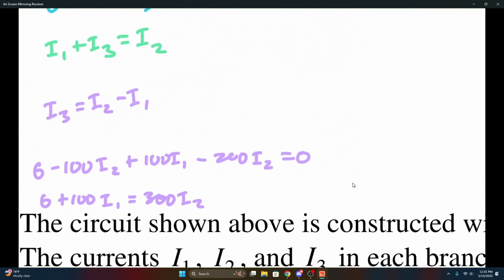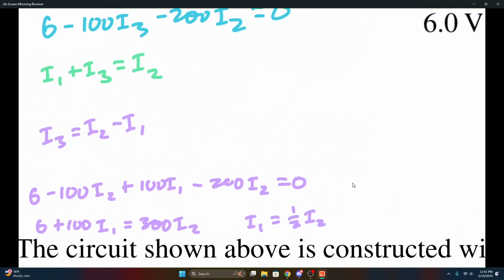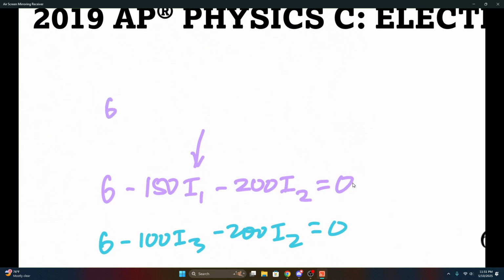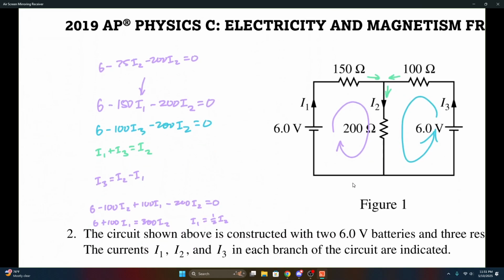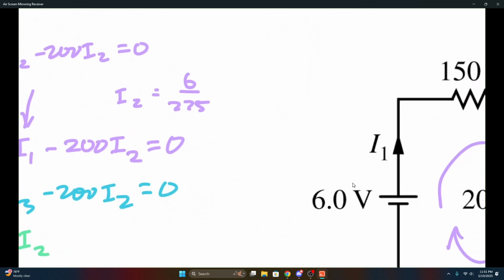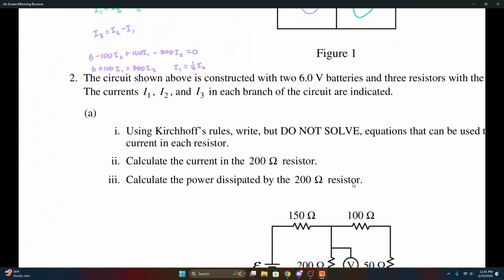Okay, you know what? That actually shows that I1 equals half I2, I think, because I remember something. Let's plug it back in here. 6 minus 75 I2 minus 200 I2 equals 0. I solved for that somehow before, but I'm too tired right now. Okay, so we know that I2 equals 6 over 275, which equals 0.022 amps.